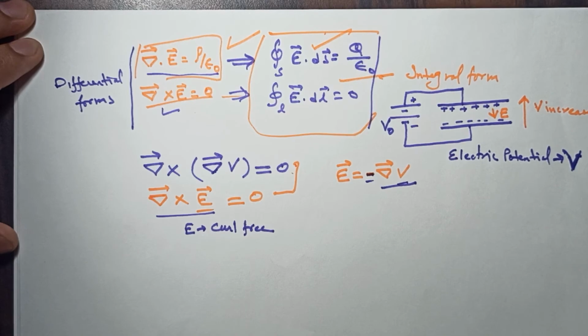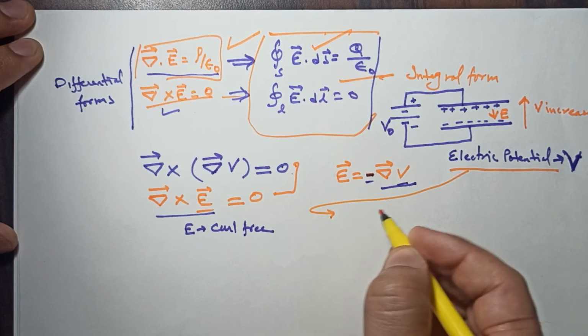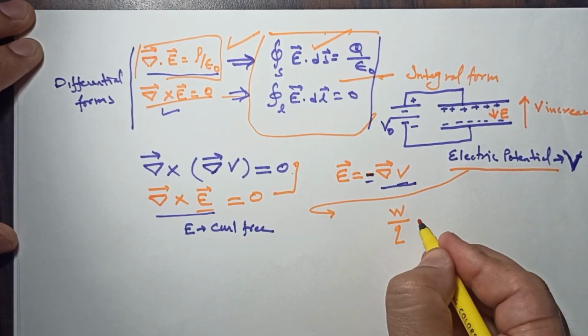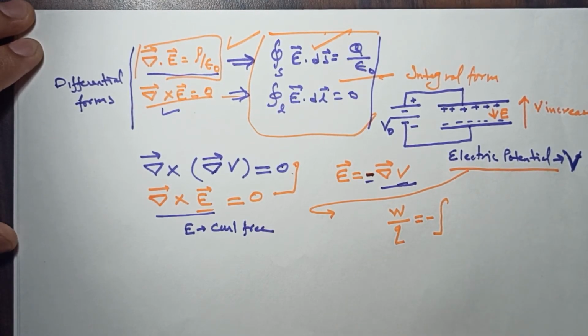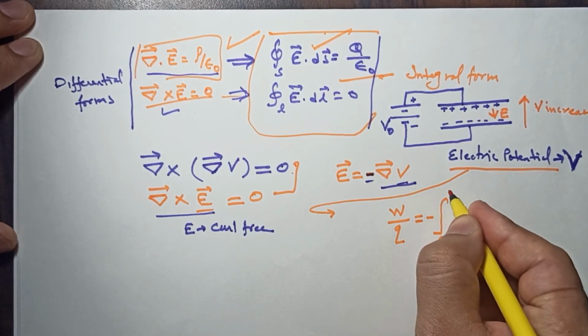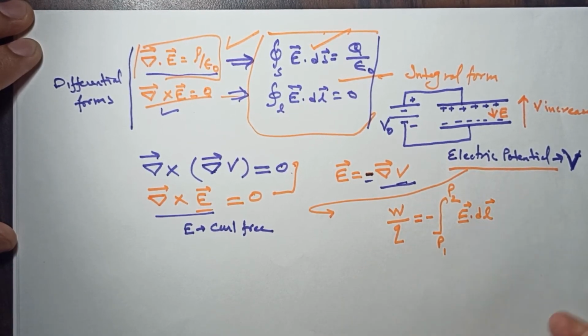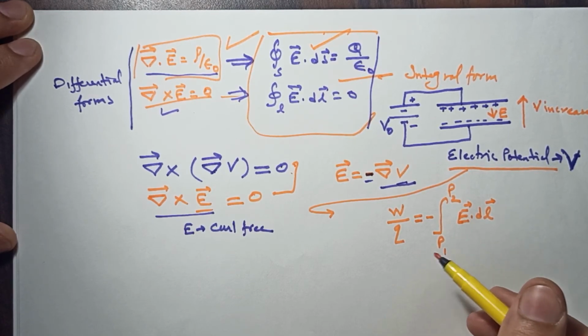So what is the physical significance of this electric potential? Electric potential signifies the work done per unit charge in an electric field by moving that charge q from any point p1 to p2 against the electric field. So E dot dl is also equal to the work done. Electric potential is nothing but the work done against the electric field by moving any point charge.